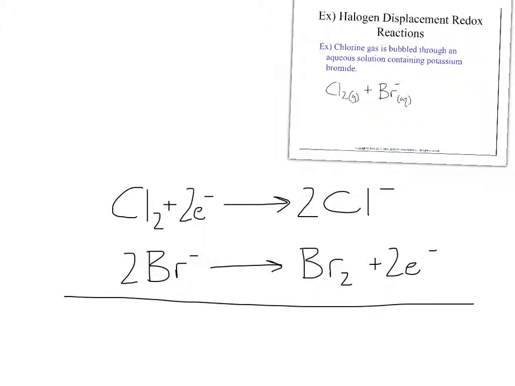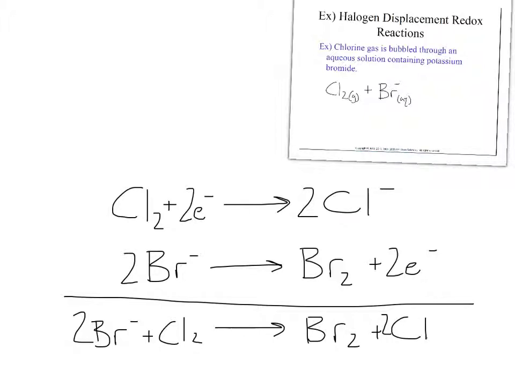Now if we add these two reactions together, we can see that 2 Br- plus Cl2 is going to yield for us Br2 plus 2 Cl-. And those 2 electrons, same on both sides, were given up and then absorbed, so really they don't change. That means our overall reaction is just going to be this bottom guy.